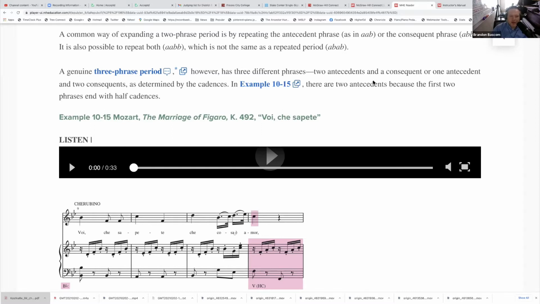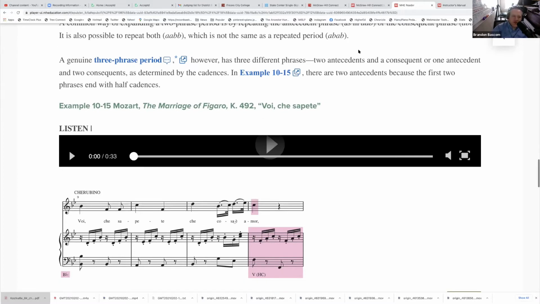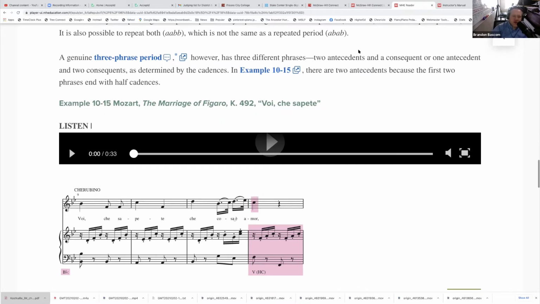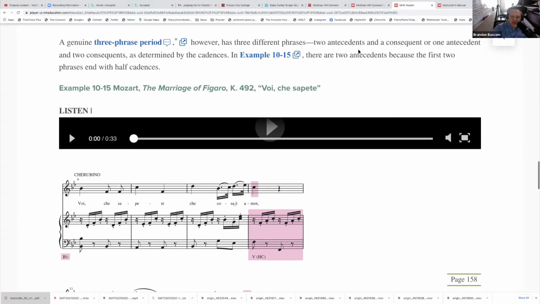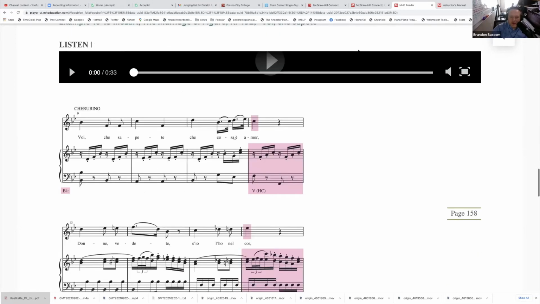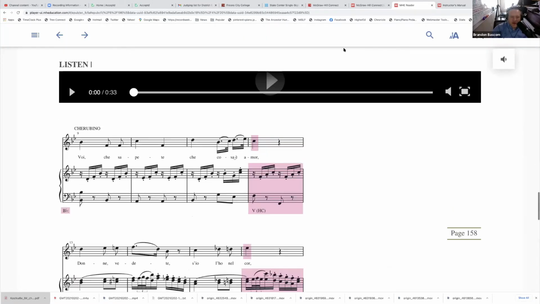All right. A genuine third phrase period, however, has three different phrases. Two antecedents and a consequent, or one antecedent and two consequents, as determined by the cadences. In example 10-15 in The Marriage of Figaro, there are two antecedents because the first two phrases end with half cadences. Are you ready? Hold on.